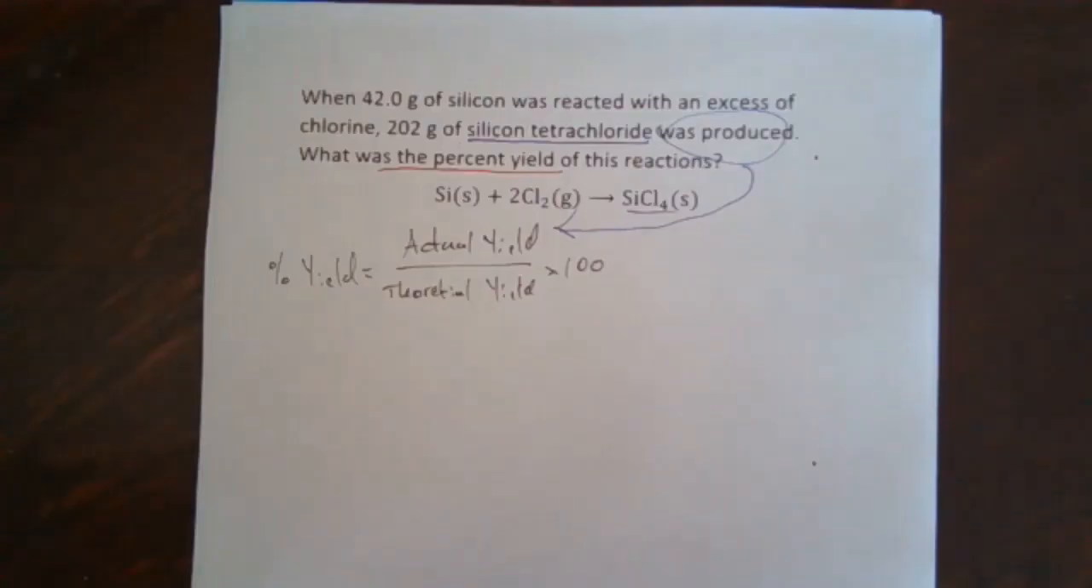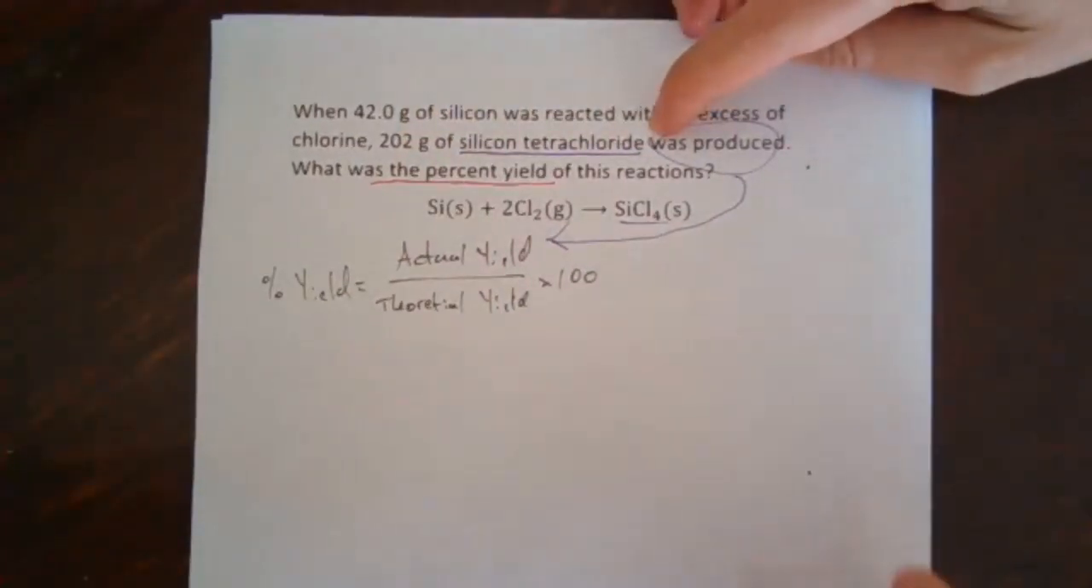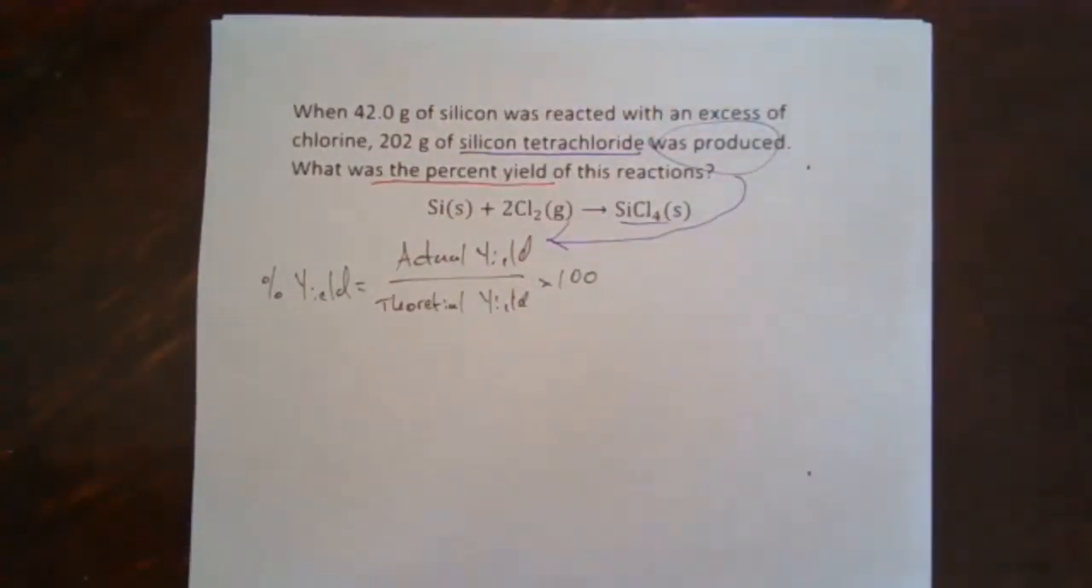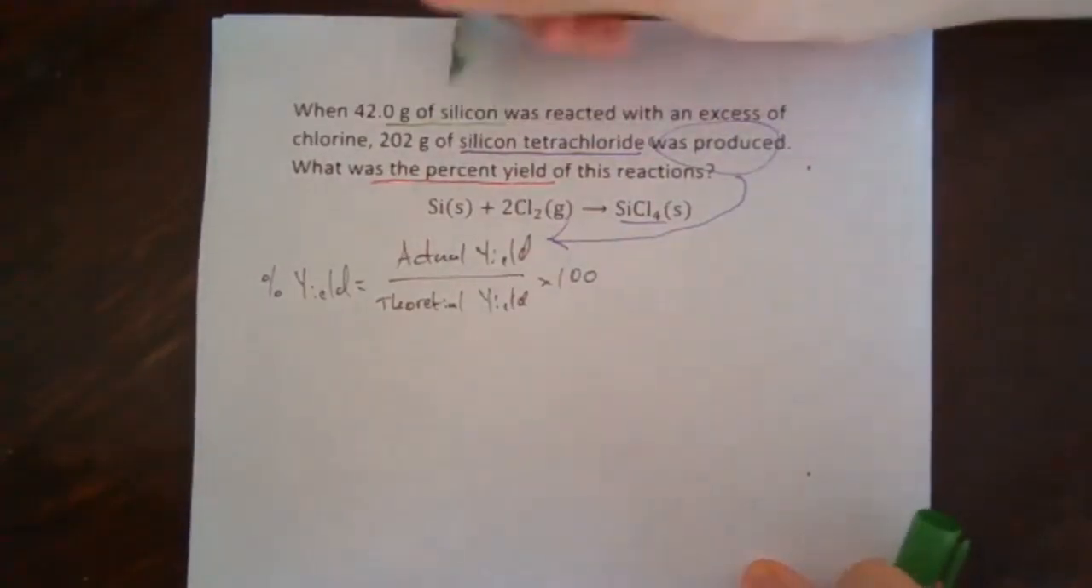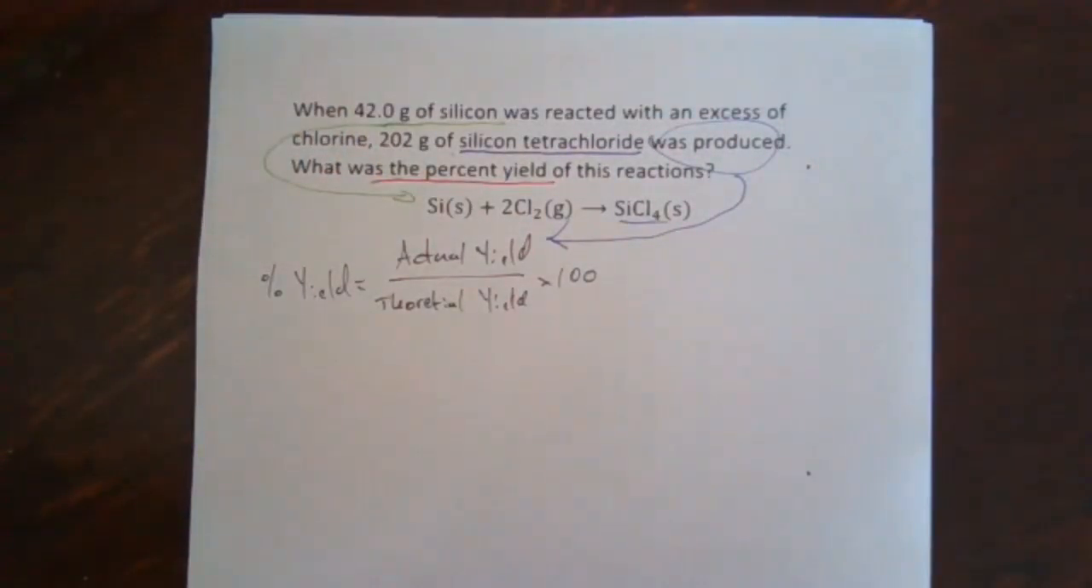So then the question is, where's the theoretical yield? Well, no other yield is given in the problem, right? No other yield is given in the prompt, just 202 grams of silicon tetrachloride. The other mass I'm given is silicon. I have 42 grams of silicon, which we can see is a reactant, right? We're just dealing with a mass of reactant. And the thing is, theoretical yields only exist in theory. And what that means is you can always calculate that out using stoichiometry.